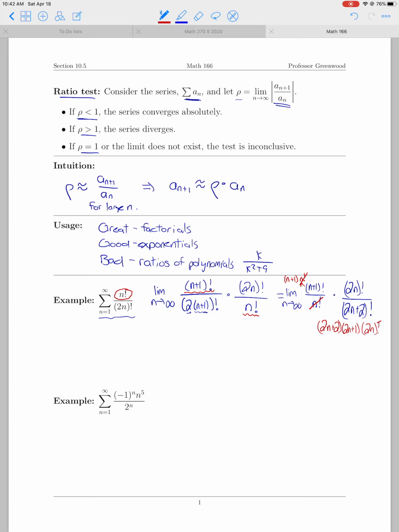And again, now this 2n factorial will cancel with the 1 in the numerator. And so if I clean this up now and write what I have left over, then I can see that I have an n plus 1 in the numerator, and then I have a 2n plus 2 times a 2n plus 1 in the denominator.